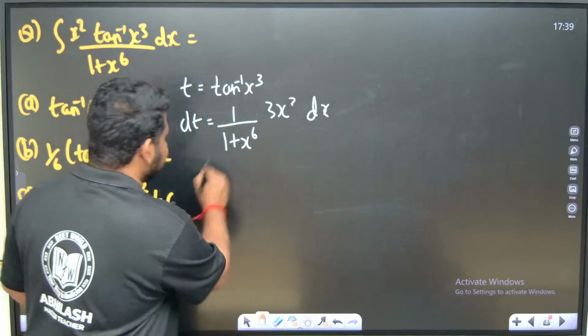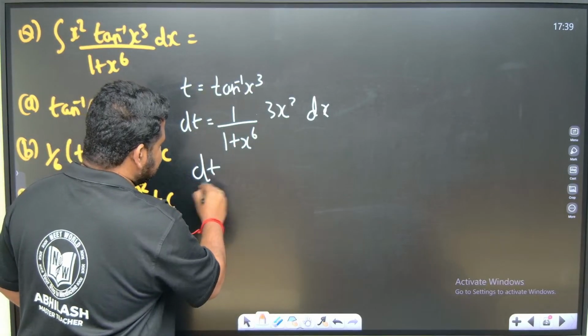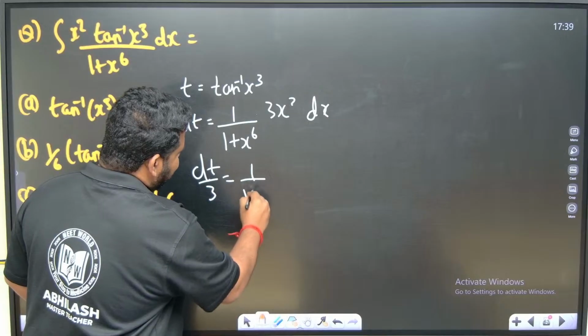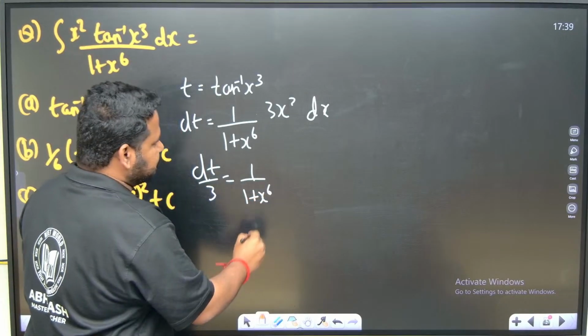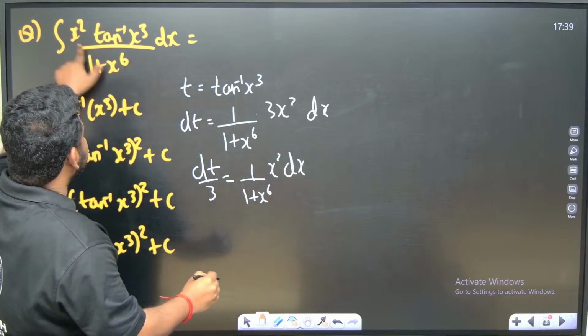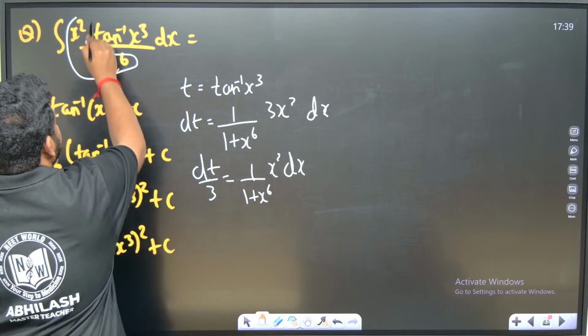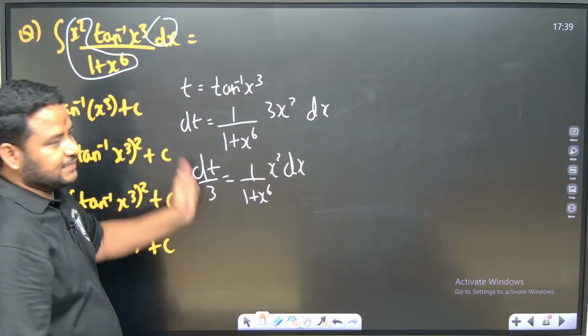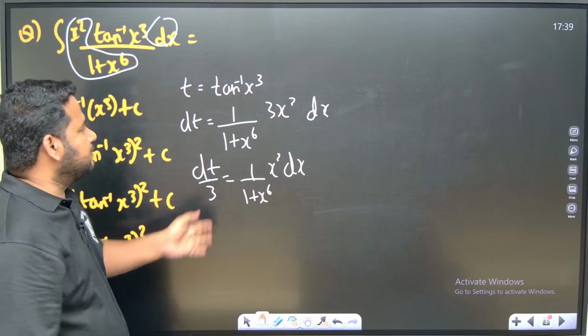Now this will become what? If I bring it down, dt by 3 is equal to 1 by 1 plus x to the power of 6 into x square dx. Now in the question also I have x square dx 1 by this thing. See, this entire thing including dx will become what? Dt by 3. Okay, this entire thing will become dt by 3.